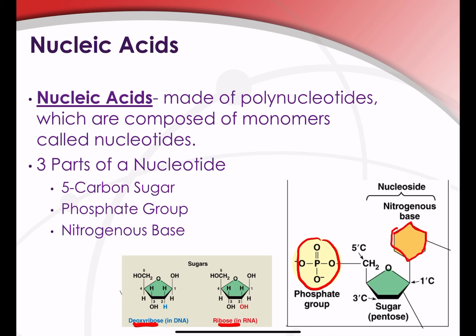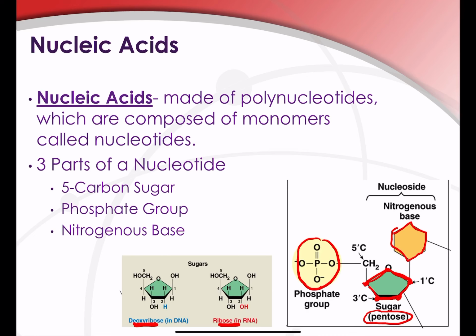So you see all 3 of these components here. Phosphate group, nitrogen base, and the 5-carbon sugar, okay? And again, if you remember our sugar structure, we've got these 5 points to indicate the 5 carbons, and so we would call that a pentose sugar because it has 5, pent is 5, and then ose because it's a sugar. Okay, so the 5-carbon sugar, the phosphate group, and the nitrogen base. You gotta know that. 3 parts of a nucleotide: 5-carbon sugar, phosphate group, nitrogen base.